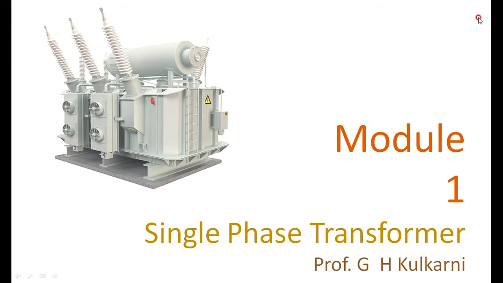These parameters of the equivalent circuit diagram are R0 and X0. If we are referring to the primary, how do we find R01 and X01? If we are referring to the secondary side, how do we find R02 and X02? To find the parameters of the equivalent circuit diagram, you go for the open circuit test, in short called the OC test, and the other test is called the short circuit test, or SC test.